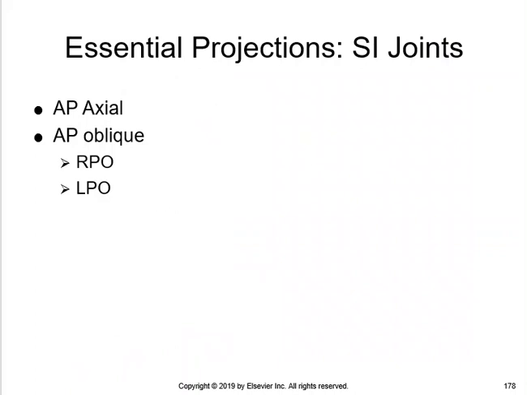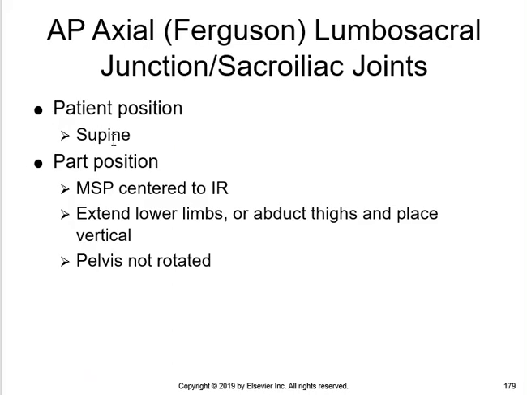Our essential projections for our SI joints would be our AP axial. That would be that Ferguson method that was before in the slideshow presentation. And then we're going to have obliques, and those are just going to be RPO obliques. So the Ferguson method is the lumbosacral junction and sacroiliac joints, and we're going to have patients supine, and you're going to position the patient just like you would for a KUB or AP of the L-spine. Mid-sagittal plane can be centered.